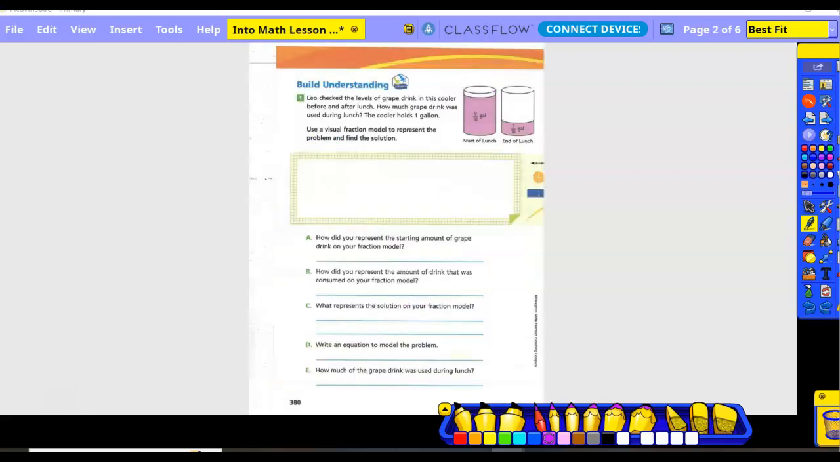Build understanding. Number 1, Leo checked the levels of grape drink in this cooler before and after lunch. How much grape drink was used during lunch? The cooler holds 1 gallon. Okay, did he fill it all the way to the top though? No, because if we do that, then sometimes it sloshes and gets everywhere, right? Okay, so all of that full-size gallon container, we're going to break it in half. There's 1 whole. How much is the bottom broken into? 10 pieces. And then I put 1/10 in each one. So how full was the container?